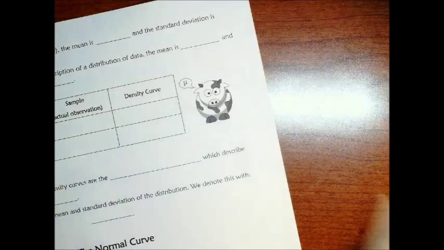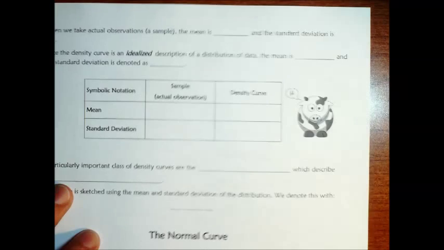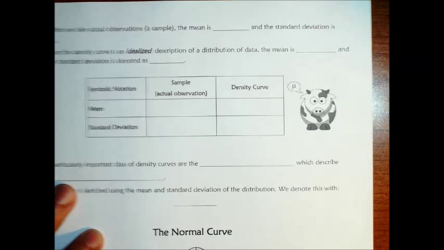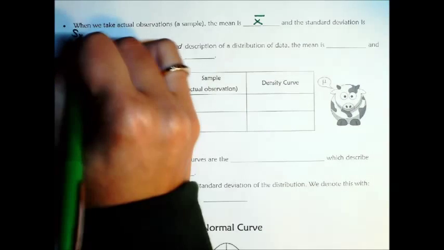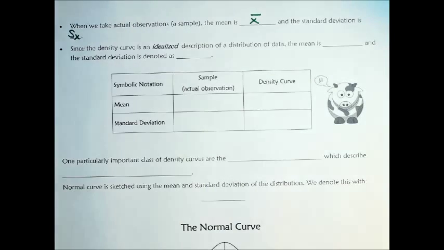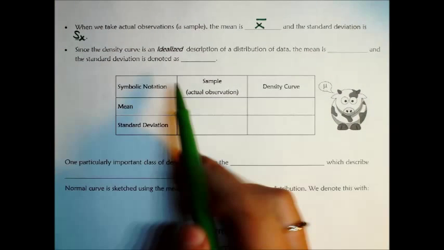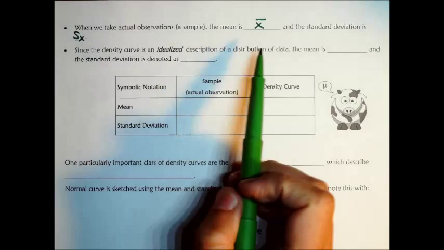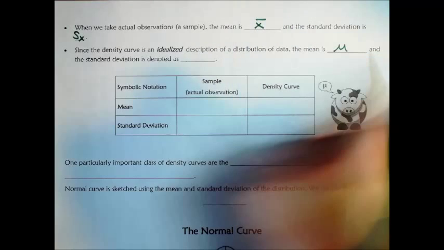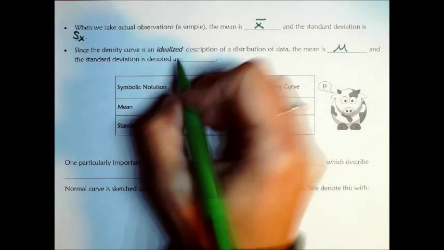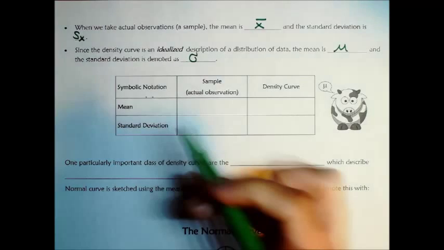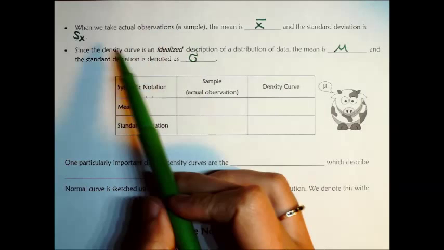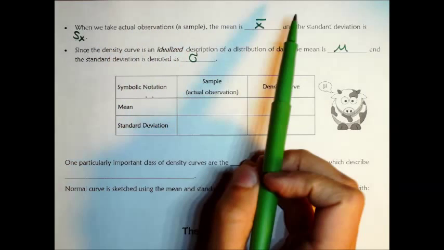So, when we take actual observations, we call that a sample. The mean we've been using is x bar, and the standard deviation symbol we've been using is s_x. Since we're comparing this to an idealized description of the distribution, the mean we call something different. We call it mu, and the standard deviation we call sigma. So again, to make the distinction, when we're looking at actual observations, these are the symbols we use for mean and standard deviation.